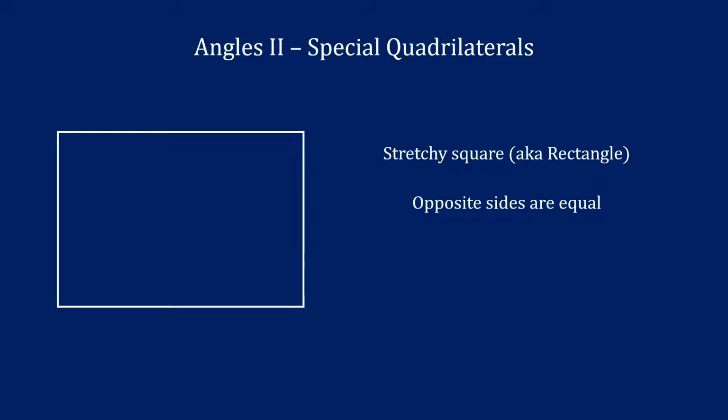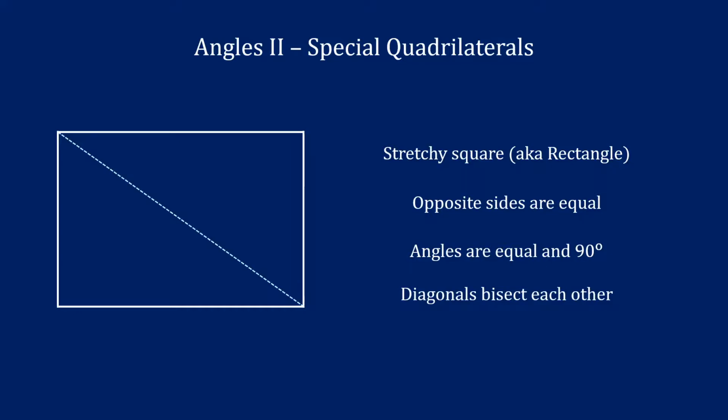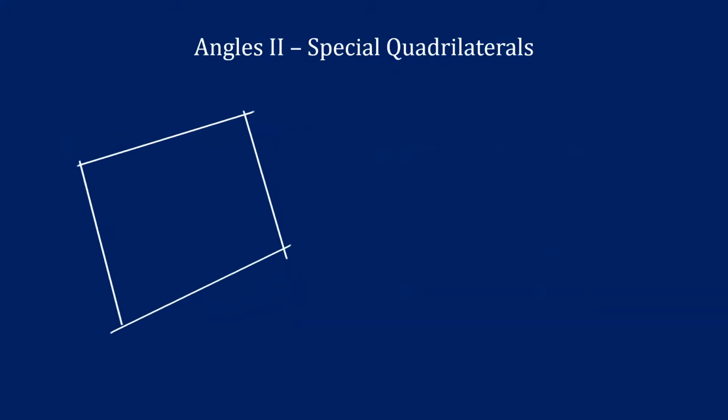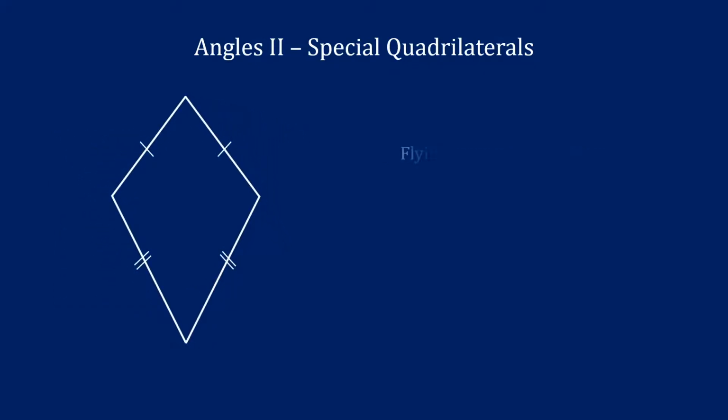You know this guy probably? Yep, it's the stretchy square, also known as the rectangle. What's special about the stretchy square? Opposite sides are equal. So it's not like the square anymore where every side was equal. Now it's opposite sides only that are equal. Angles are equal and 90 degrees. So all the angles are 90 degrees. And the diagonals bisect each other. So they cut each other in half. But very importantly, not at a 90-degree angle. Cool. Next one. We got this guy, which you might know as the flying square, also known as the kite.